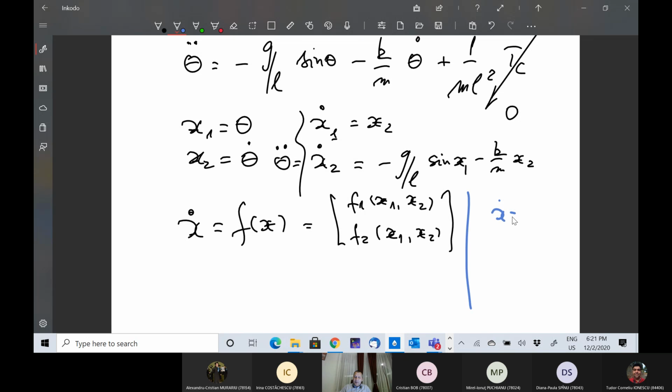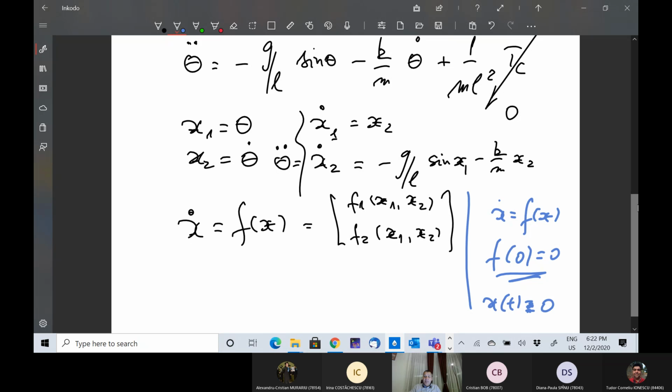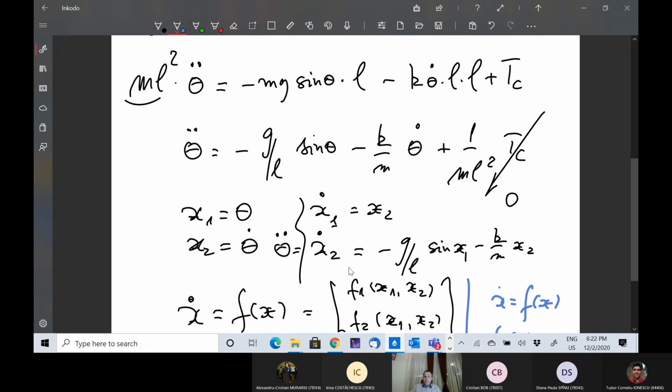I have a system, x dot equals f of x, and we say f of 0 is 0, right? And then we say x identically 0 is the trivial solution. What does this really do? Look at this equation. If I take the trivial solution, x equals 0, will this be a solution? If I initialize the system in the origin, x1, x2 equal to 0, will it stay there or not? What would be the solution?